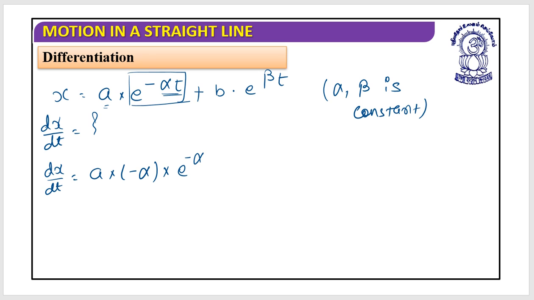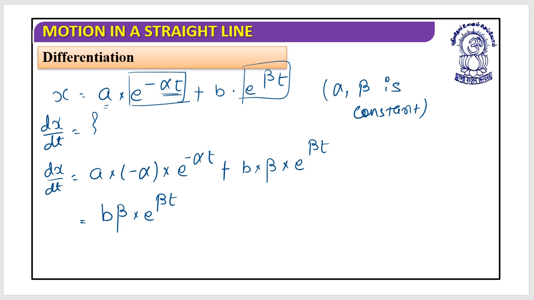This is e to the power minus alpha t plus b as it is into, again you need to do this, e to the power bt. So again if I do the calculation, it would be b multiplied by e to the power bt. If I simplify this, it should look like b into beta into e to the power bt. Here minus is there, so minus of a into alpha into e to the power minus alpha t. This is dx by dt.